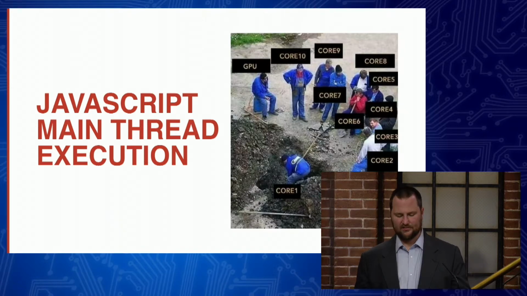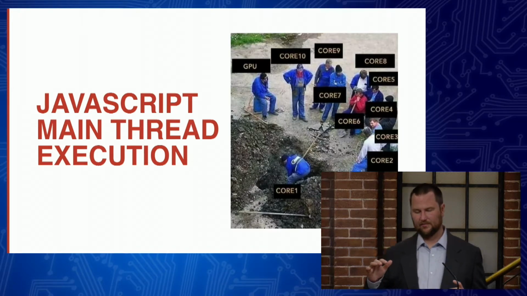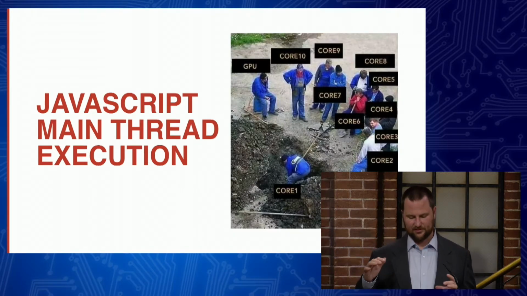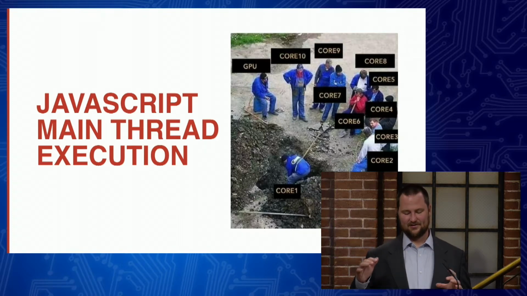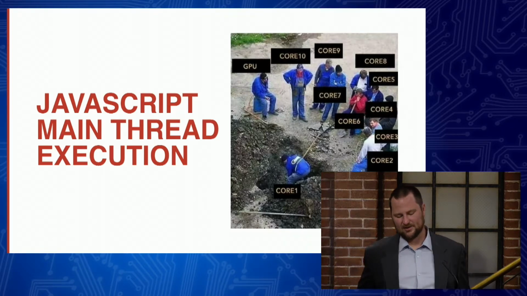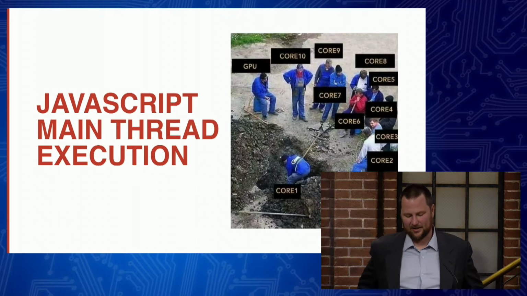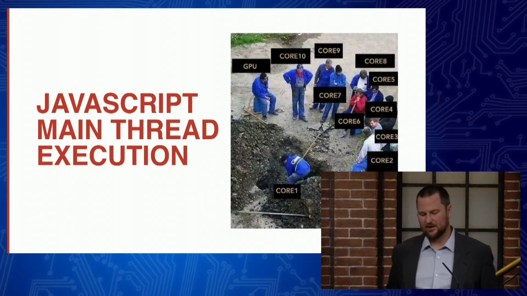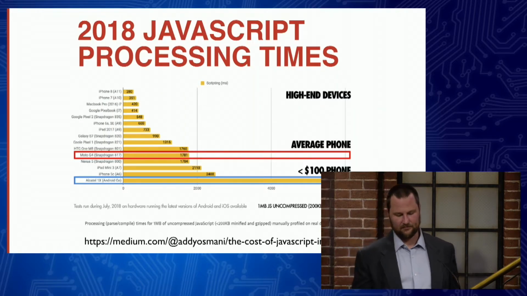JavaScript is single threaded, and so, as in this picture I have here, you could have a million different cores, but only one of them is actually doing work. There's an exception to this with web workers, but the web workers API is a little bit weird and it doesn't have access to the DOM. In the typical situation, you have one CPU doing all the work, and that can dramatically slow things down.